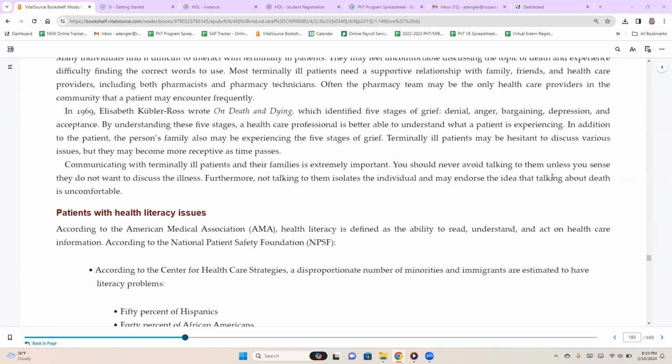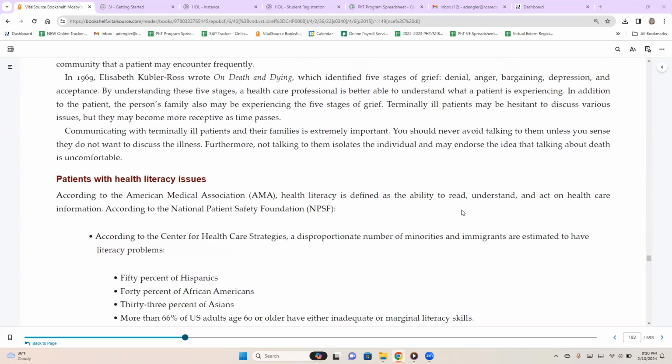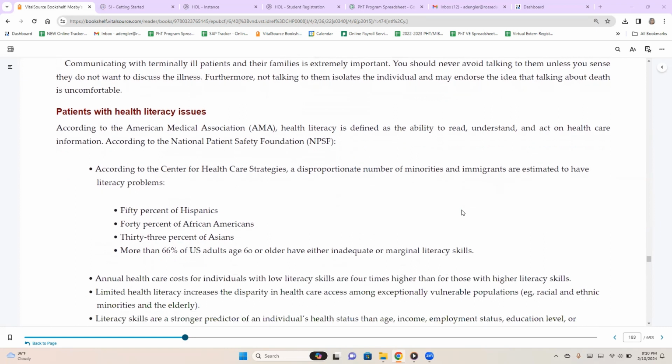And the 5 stages of grief: denial, anger, bargaining, depression, and acceptance. Communicating with terminally ill patients and their families is extremely important. You should never avoid talking to them unless you sense they do not want to discuss the illness. Furthermore, not talking to them isolates the individual and may endorse the idea that talking about death is uncomfortable.